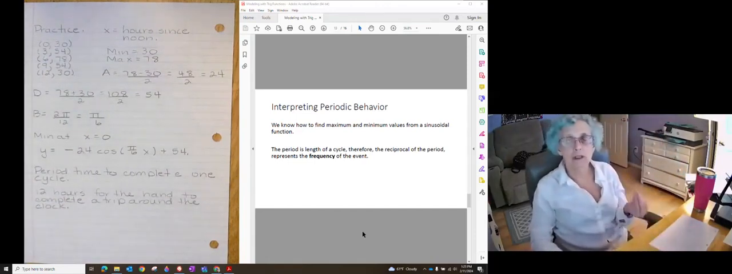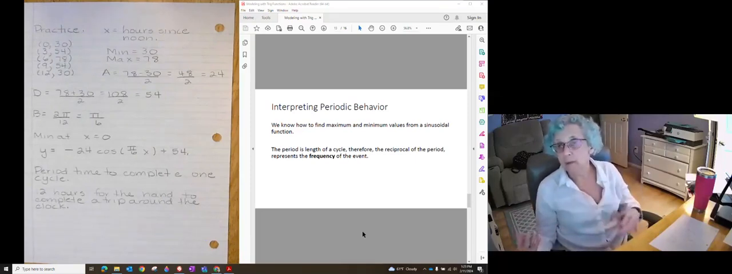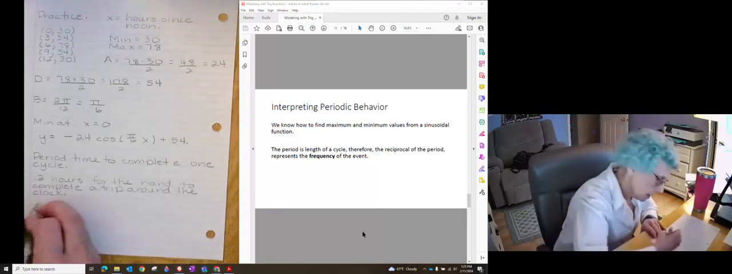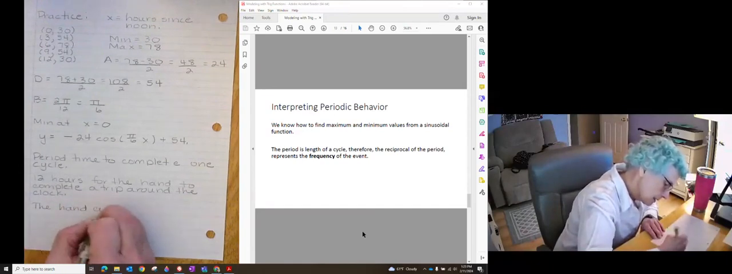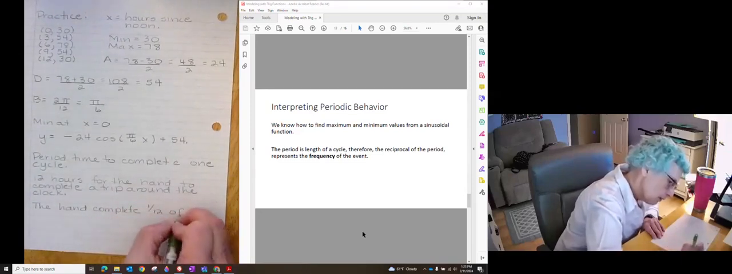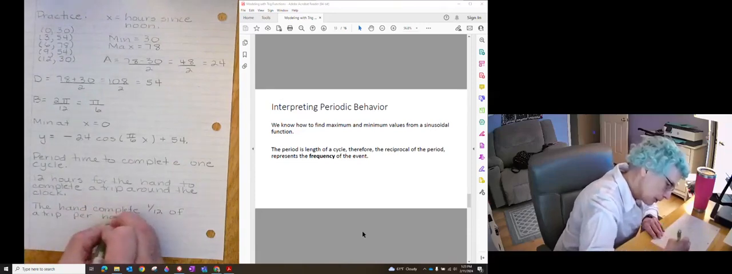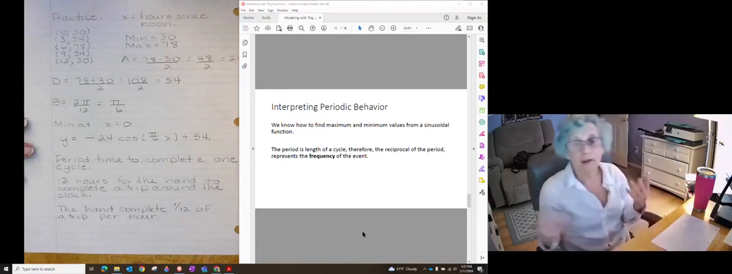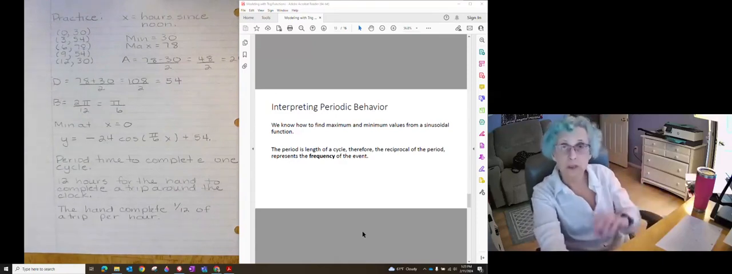Sometimes, instead of wanting to know how long it takes to complete a cycle, we want to know how many cycles take place in a certain amount of time. And that would be called the frequency of the event. And that's the reciprocal of the period. So, the hand completes 1/12 of a trip per hour. That's the frequency. So flip it upside down: period, reciprocal, frequency.